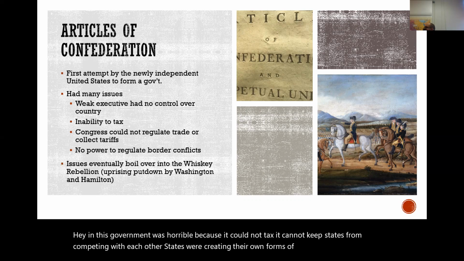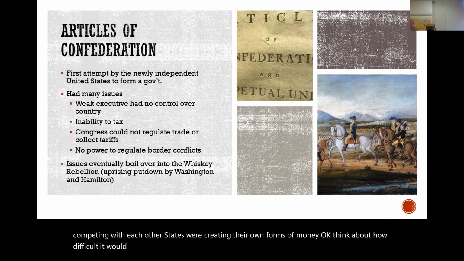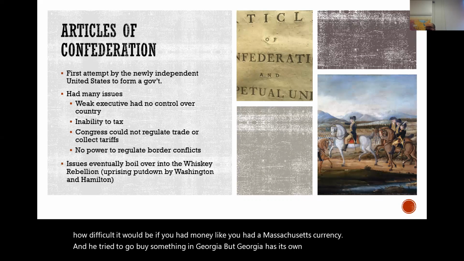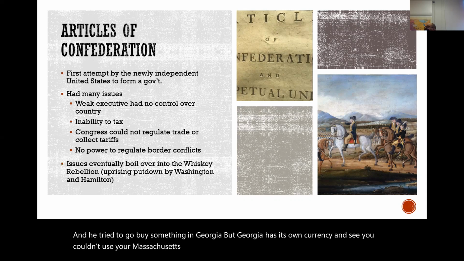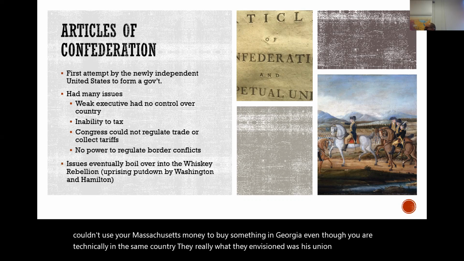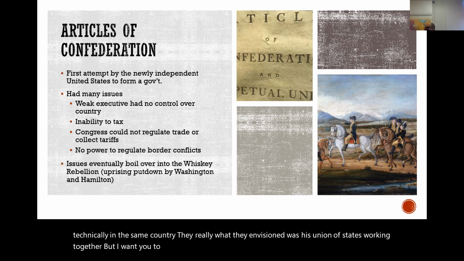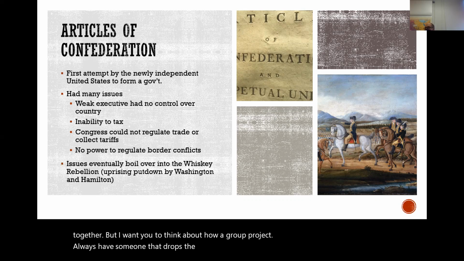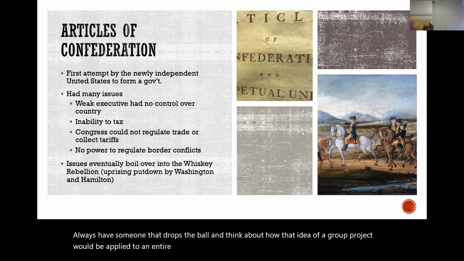Think about how difficult it would be if you had a Massachusetts currency and you tried to go buy something in Georgia, but Georgia has its own currency, and so you couldn't use your Massachusetts money to buy something in Georgia, even though you are technically in the same country. Really what they envisioned was this union of states working together. And I want you to think about how a group project always has someone that drops the ball, and think about how that idea of a group project would be applied to an entire country. That would not work. And this did not work.